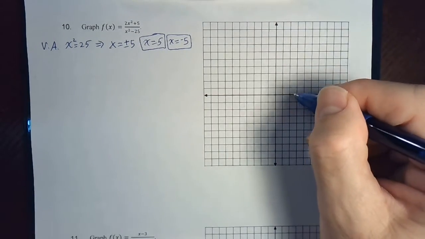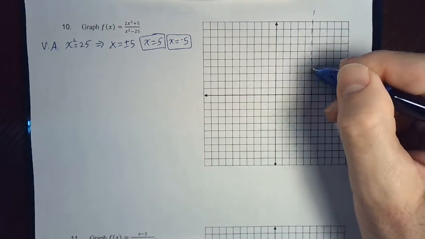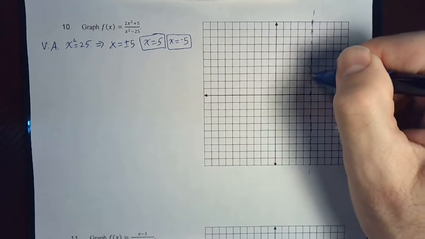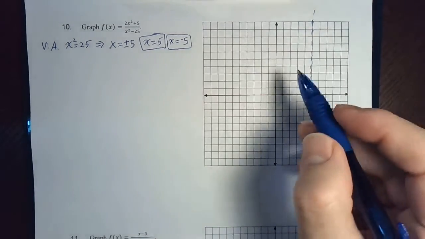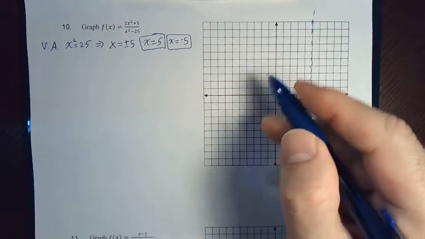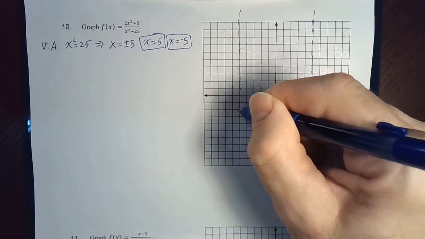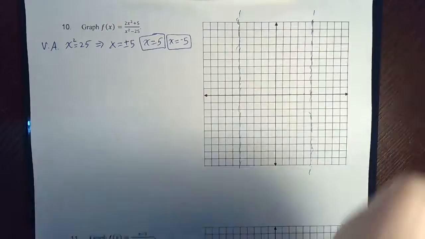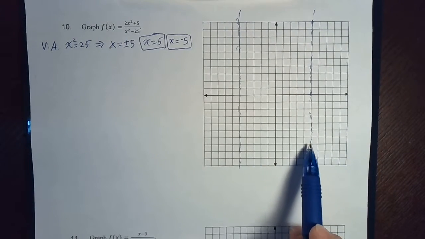So let's go to 1, 2, 3, 4, 5. I want them to be visible. Hopefully you can see that. It's supposed to be a vertical dashed line. Doesn't look much like it. 4, 5, and then another one right there. Okay, x equals negative 5, x equals positive 5.